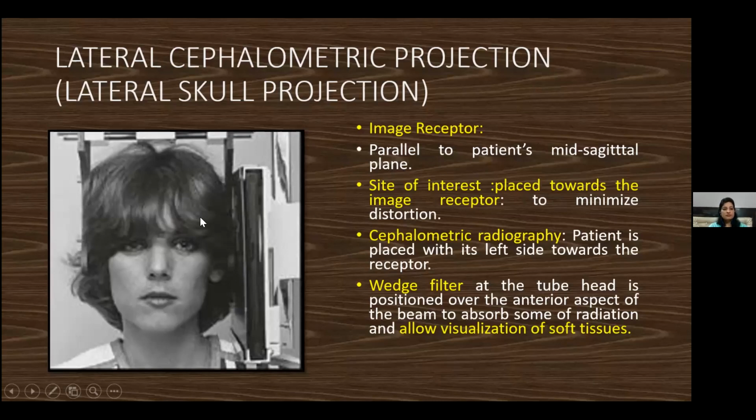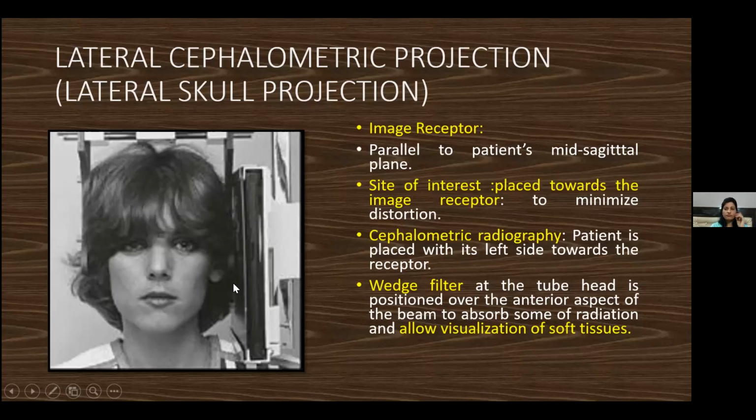So image receptor, see this now. Imagine the picture and then try to remember. Where is the image receptor placed? It is on the lateral part, right? So we place it on the left side, parallel to the patient's mid-sagittal plane. So the image receptor is parallel to the mid-sagittal plane, because we want to minimize the distortion. So we basically take the left side; the receptor is placed on the left side.